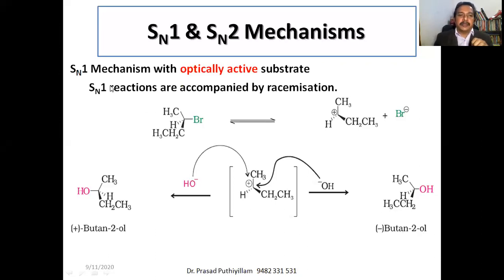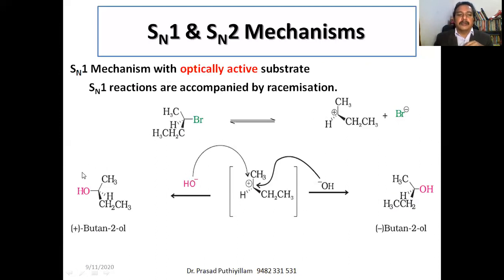And by the SN1 reaction of this optically active compound, we are getting an equal mixture of these two. An equimolar mixture of these two is obtained. An equimolar mixture of these two we call the racemic mixture. Okay, so these are mirror images. So you can say that they are enantiomers also.